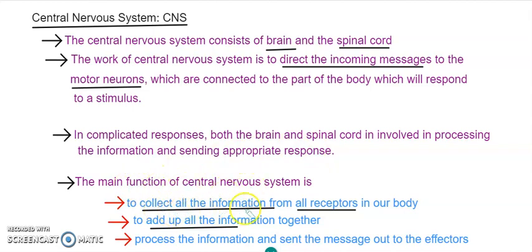So the main function of the central nervous system is what? First of all, it has to collect all the information from all the receptors of the different parts of the body. And then it has to add up this information and send it to the brain and spinal cord. They both will process it and send back the information. The information which is sent back has to be sent to the respective effector or the motor neuron so that the body part can do the required action according to the message sent.